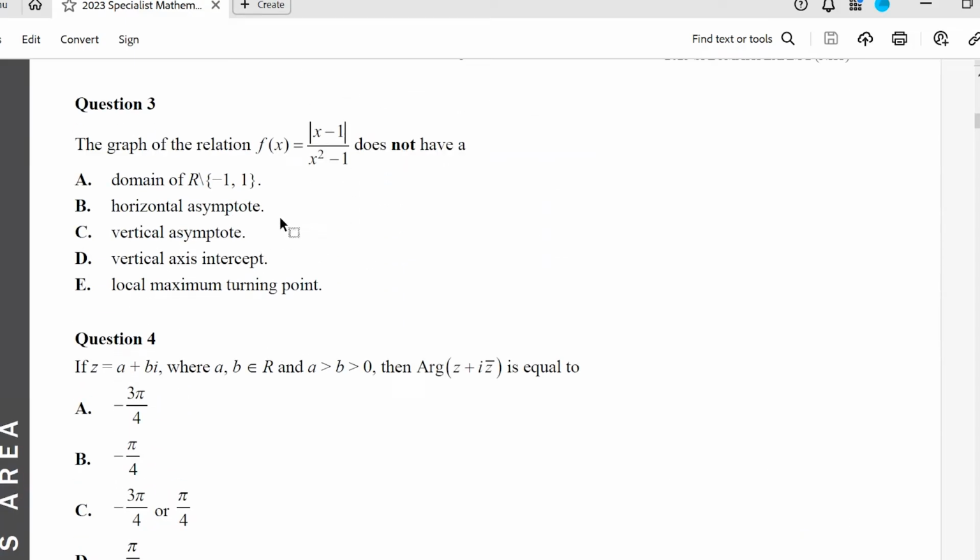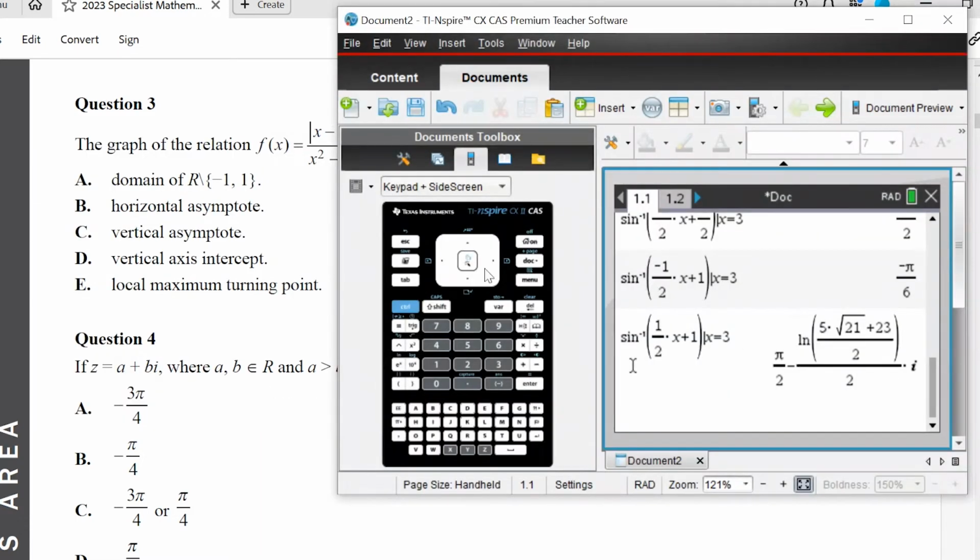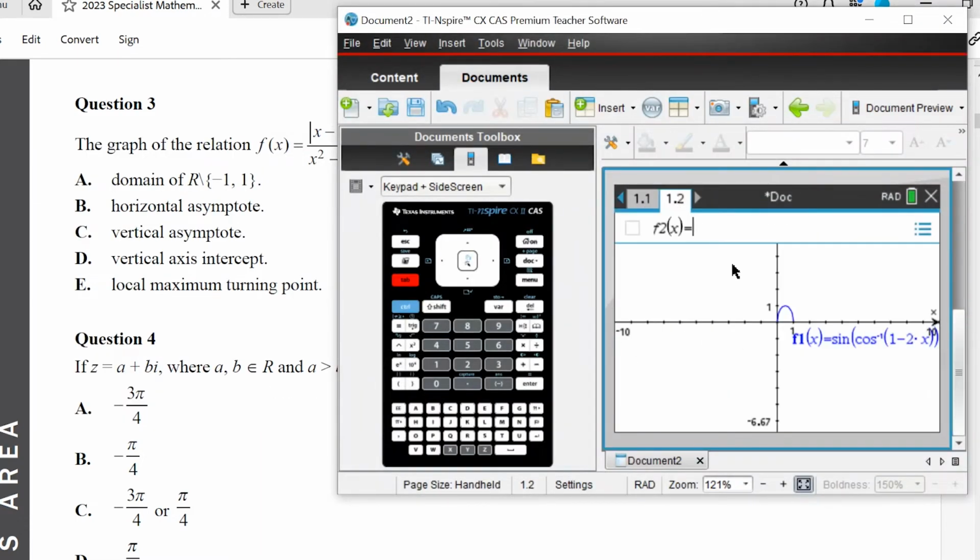Of course, we could just sketch a graph of that one. This might be a good one to just sketch and have a look. So mod x minus 1 over x squared minus 1. Just go back and reuse this page.